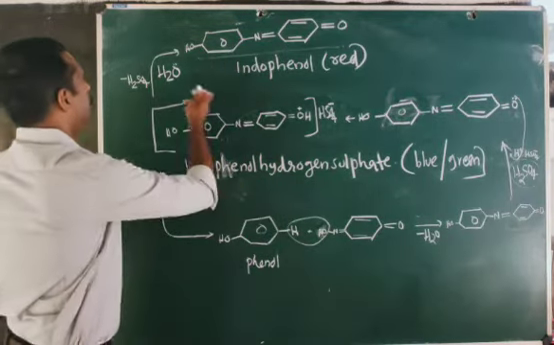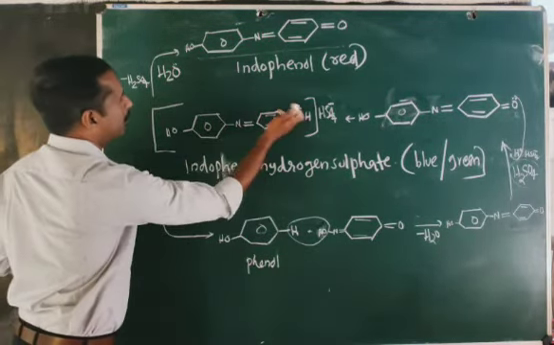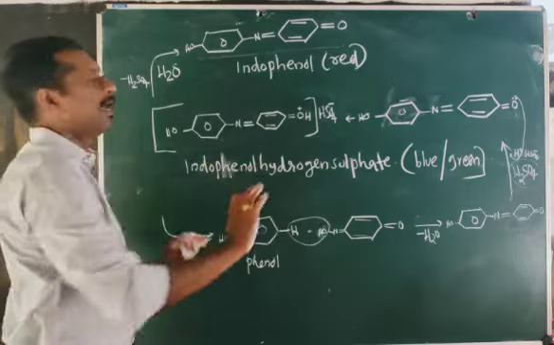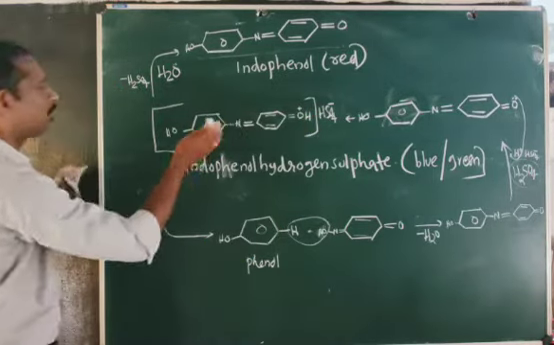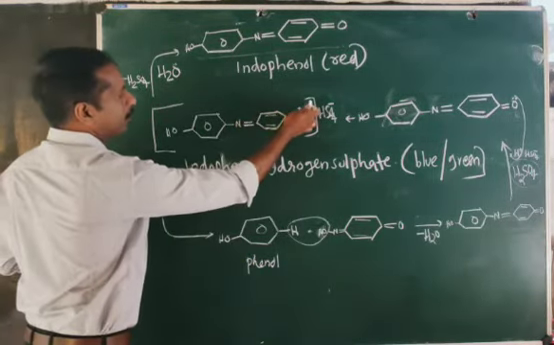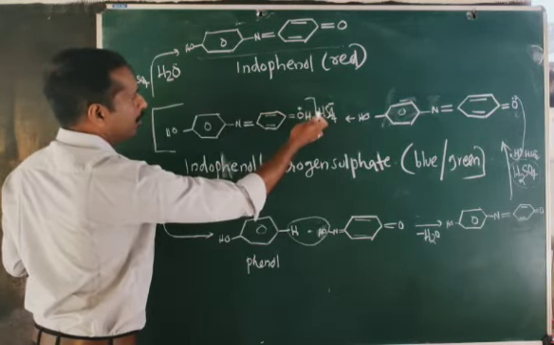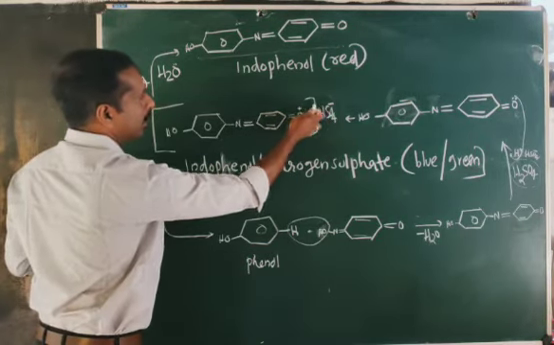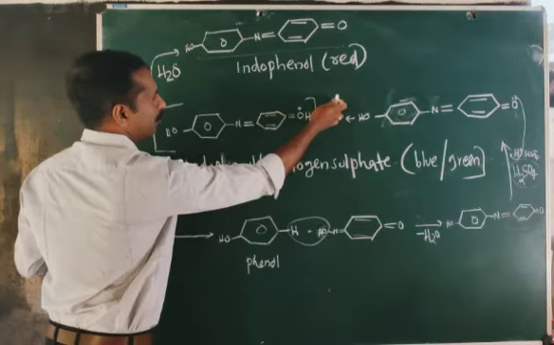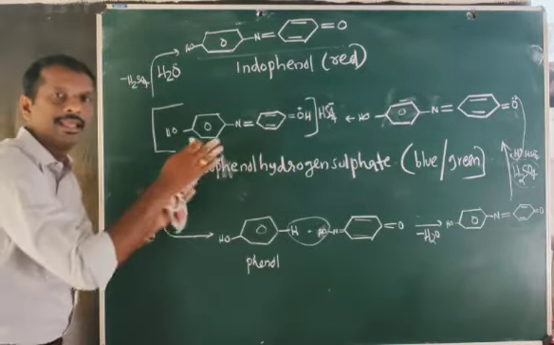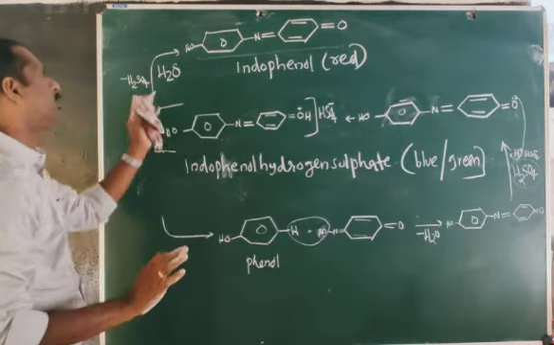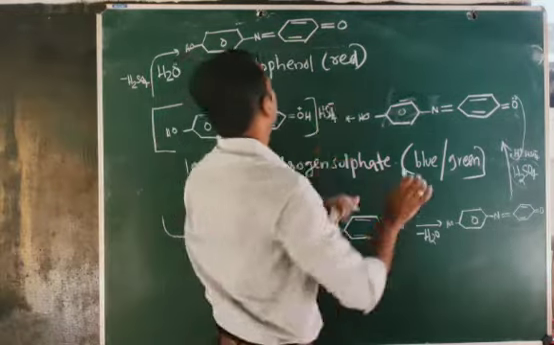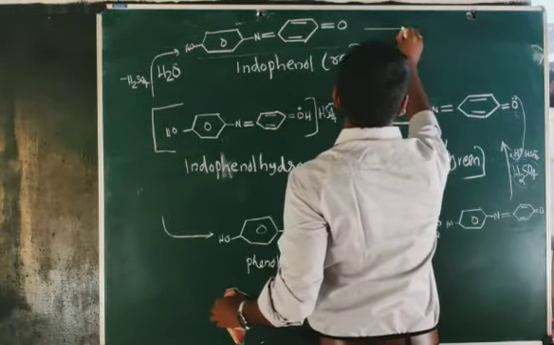But actually what is happening? H2O is removing this H plus and it changes into H3O plus, and HSO4 minus remains. Anyway, as a simple way to remember, this H plus is removed, then the H plus joins with HSO4 minus, and minus H2SO4 is eliminated, and you get indophenol. This is the red color.